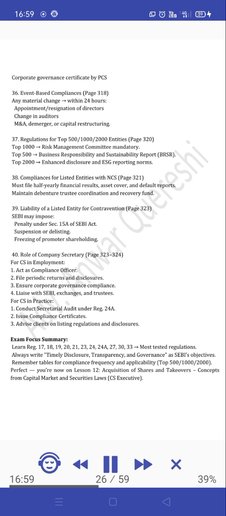For CS in practice: 1. Conduct secretarial audit under Reg. 24A. 2. Issue compliance certificates. 3. Advise clients on listing regulations and disclosures.